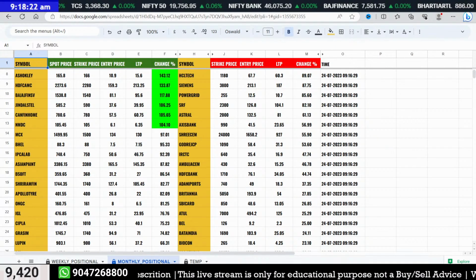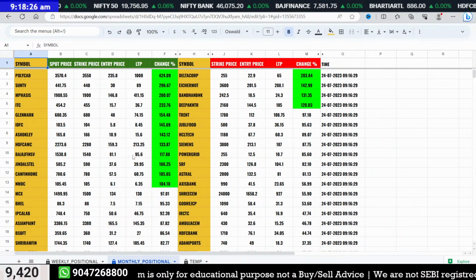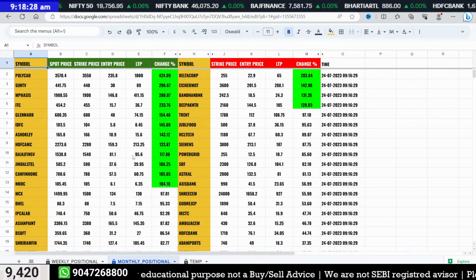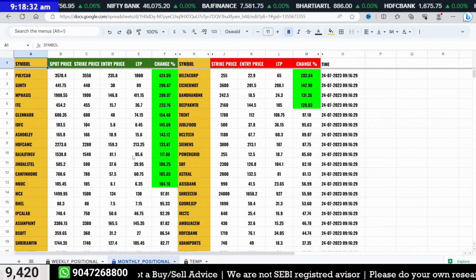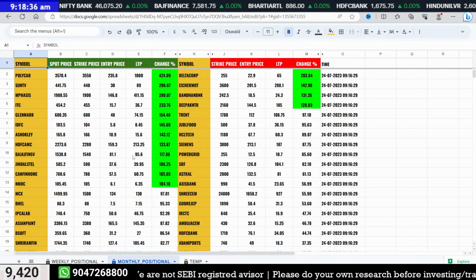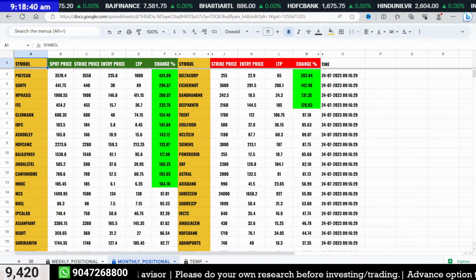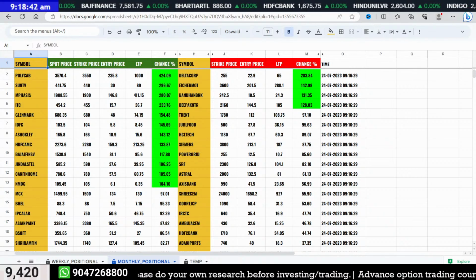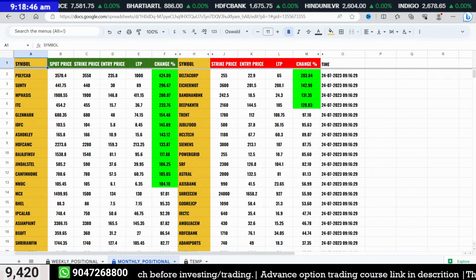Monthly position is still the same, and most of the options are not active. In Polycab, Sun TV, MPSS, ITC, Glenmark, ITC, the monthly strike price is about 455. So from 15.7 now it is 36. Trading now. Very good morning. Thank you for joining this live session. If you have any questions or doubts, just ping me here in the chat box.